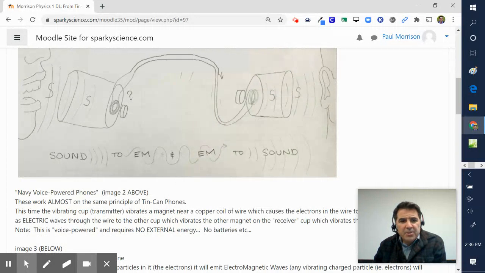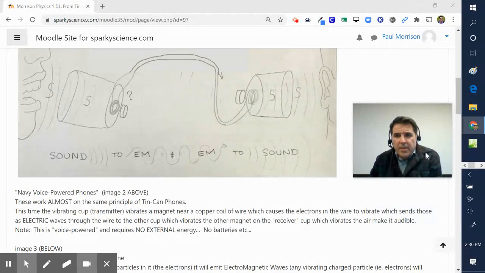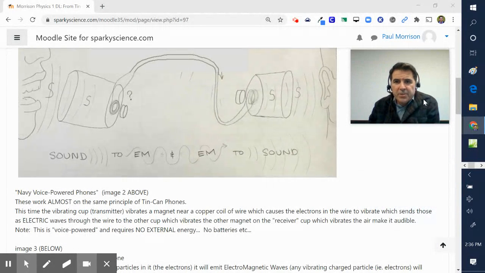So the next step is to look at something that actually the Navy has in their ships. They're called voice-powered phones, and they're literally just two of our speaker cups connected together by wires, and there's no electricity needed. Hence the term voice-powered. And so it's almost just like what we have here. It's a little more complex than that.